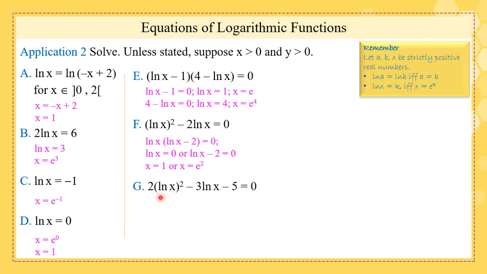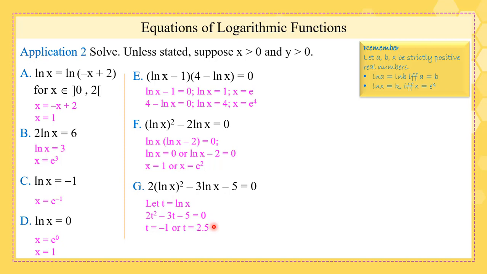2 ln of x quantity squared minus 3 ln x minus 5 is 0. Try to do it alone. Well, here we're going to use a change of variable. We let t be ln x. The equation is translated into 2t squared minus 3t minus 5 is 0. We search for t. We get t is negative 1 or t is 2.5.